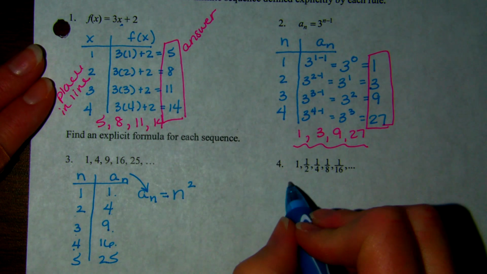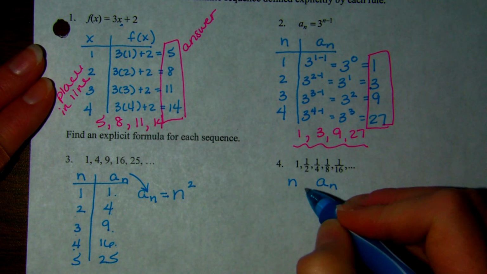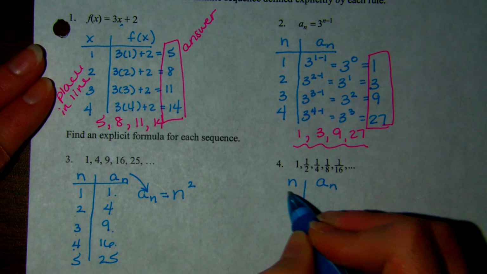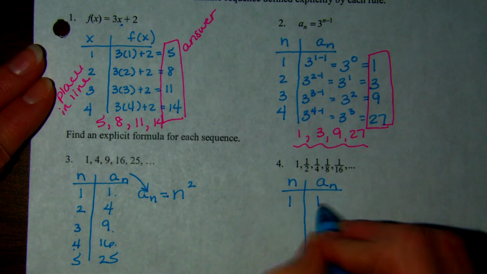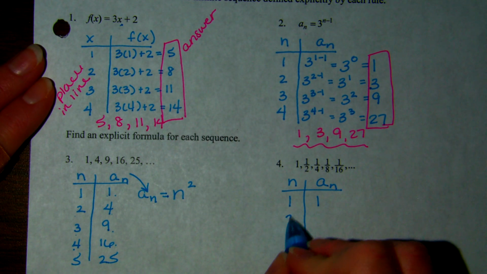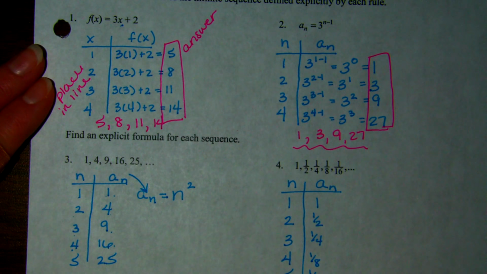Okay, so 4, we're going to do the same thing. We're going to make a table, so position and actual term. So at position 1, my actual term is 1. At position 2, my actual term is 1/2. At position 3, my actual term is 1/4. At position 4, my term is 1/8. And at position 5, my term is 1/16.